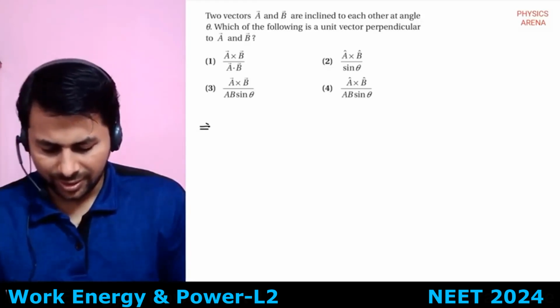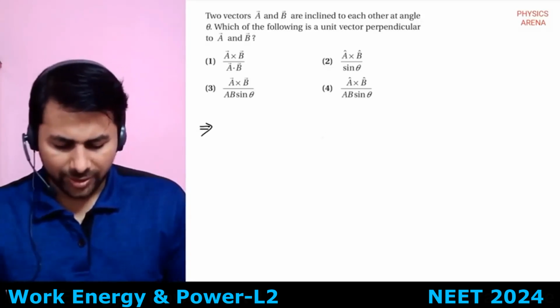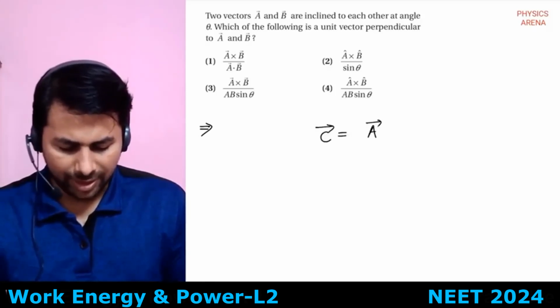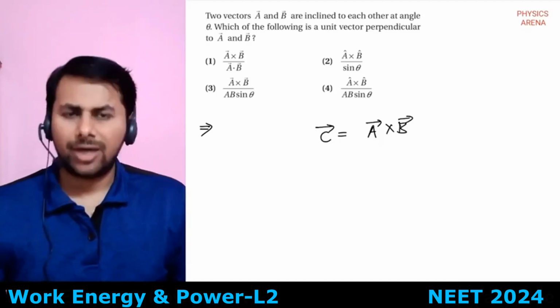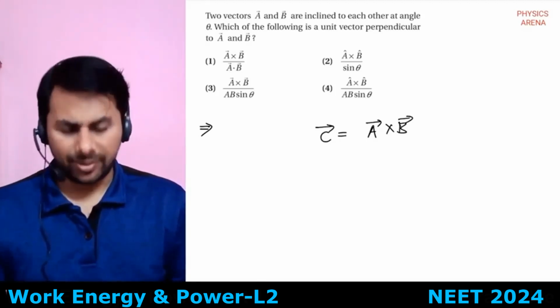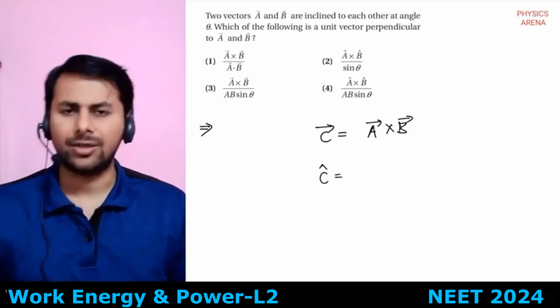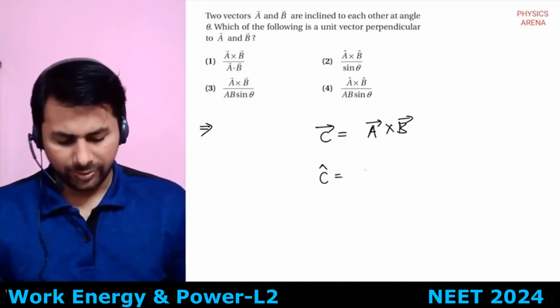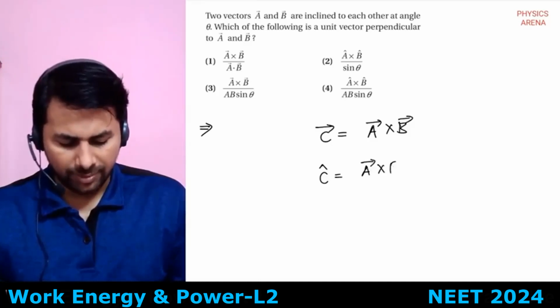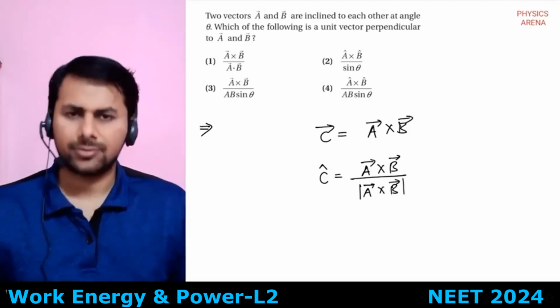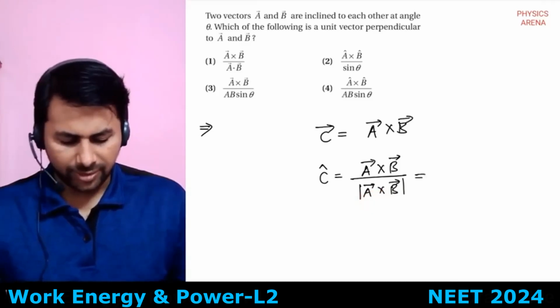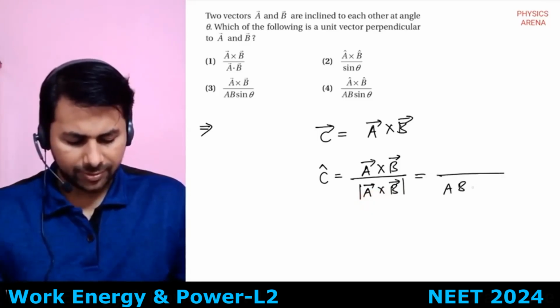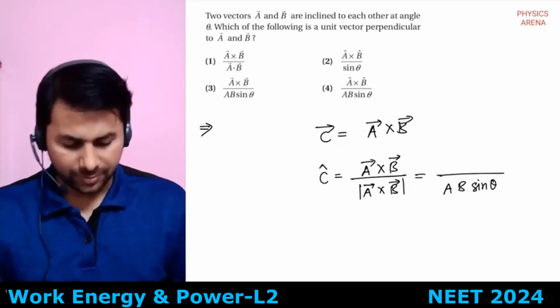We have seen this at the beginning of vector product. Suppose C bar is equal to A bar cross B bar. Then C bar is perpendicular to A bar as well as B bar. And you want the unit vector. So what will be the unit vector? It will be A bar cross B bar divided by its magnitude, right? So what is the magnitude? It is AB multiplied by sine theta.